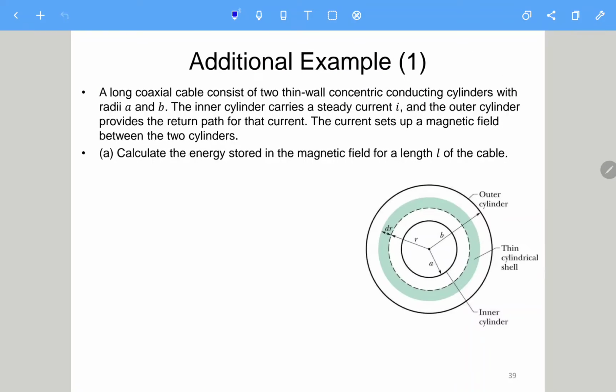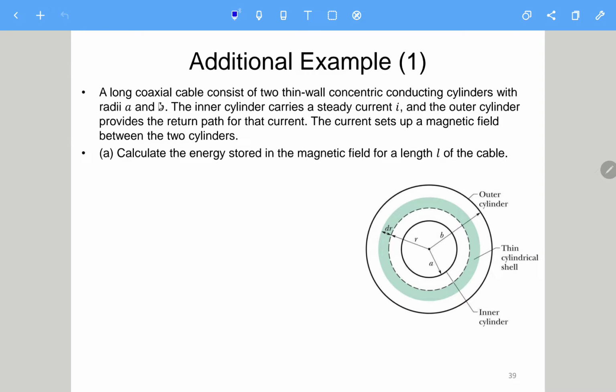Okay, so we have two additional examples. This is the first one. A long coaxial cable consists of two thin-wall concentric conducting cylinders with radii A and B. The inner cylinder carries a static current I, and the outer cylinder provides the return path for that current. The current sets up a magnetic field between the two cylinders. Calculate the energy stored in the magnetic field for a length L of the cable.